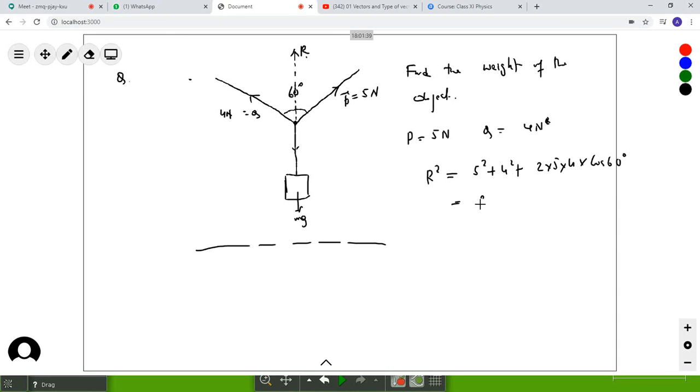Cos 60. So 5 square is how much? 25, 16, and then how much? You have the 20. 20 plus 2. Okay, let it be there. 5 into 4 into cos 60 is how much? Do you know cos 60 is how much? Half. Cos 60 is half. So 2 get cancelled. So I get here 20. So 25 plus 16 plus 5 4s are 20.